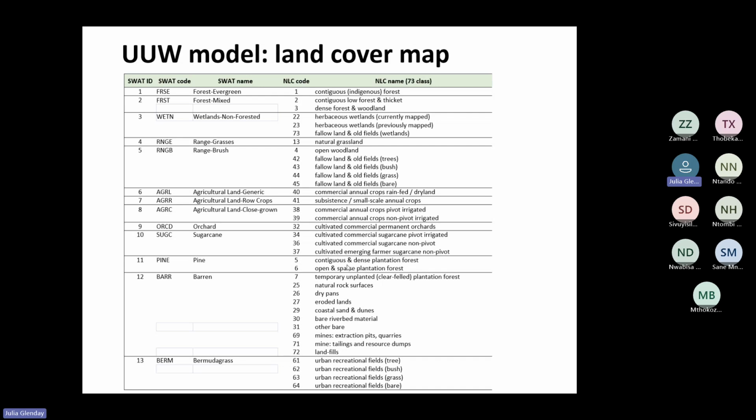Pines I'll come back to. I lumped dense plantation forest and open, what's mapped as open, and I'll tell you about why. These barren types. And then urban recreational areas. You can see there's tree, bush, grass, and bare in here as mapped, but there's mostly grass when you zoom in on it, and there's very little of the other classes, so I did lump them. The tree and bush areas tend to be just borders around parks and golf courses, so it is mostly grass. So I linked that to Bermuda grass as a type in SWAT that could represent that.